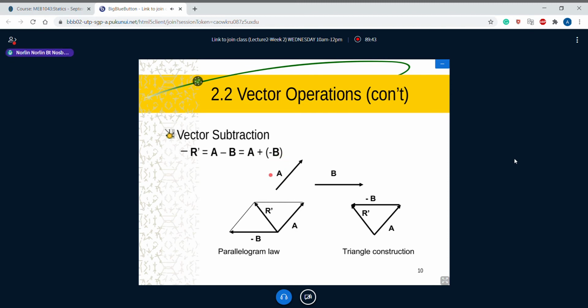Okay, so A is still positive. And then this B, you need to change the direction. So the direction would be the opposite. So the arrow would be like this.